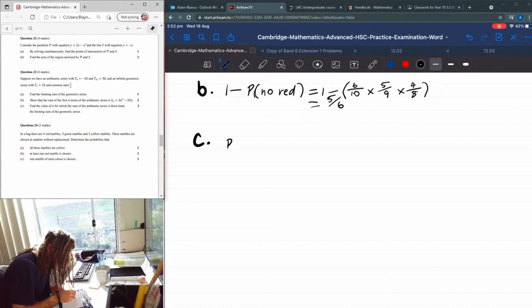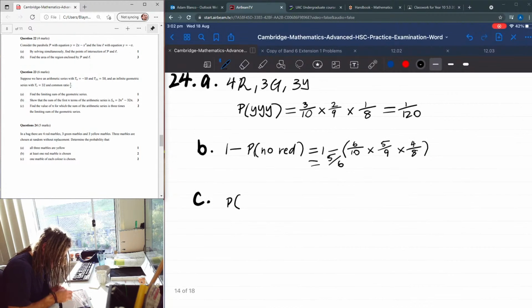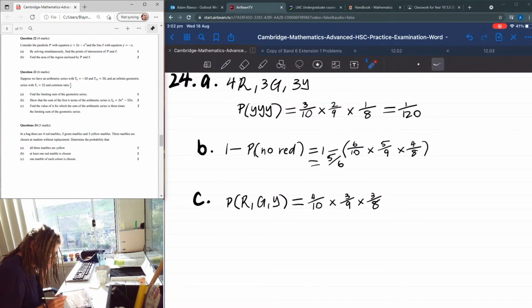The probability of getting a... Let's do it in the order of the question. R, then a green, then a yellow is going to be... Okay, so that's 4 out of 10. And then green will be 3 out of 9. And then that'll be 3 out of 8. I hope that kind of makes sense. So it's 4 reds, 3 greens, 3 yellows, but each time I'm taking one out without replacing it.